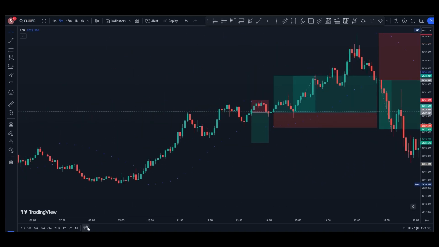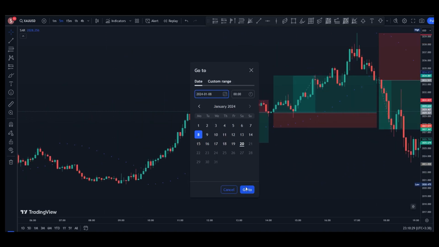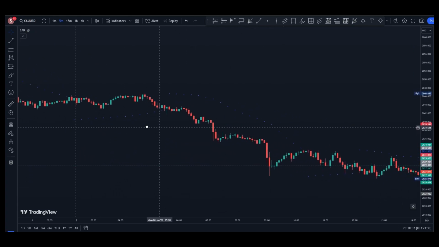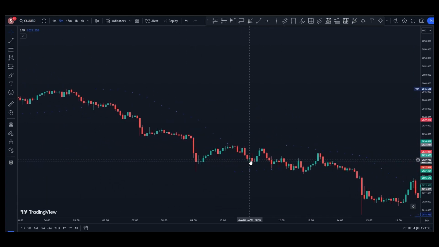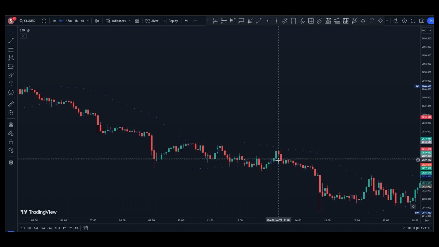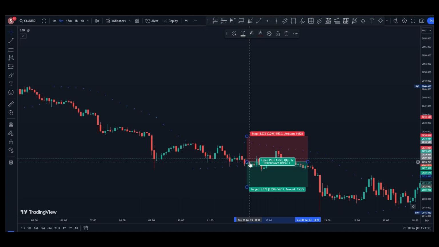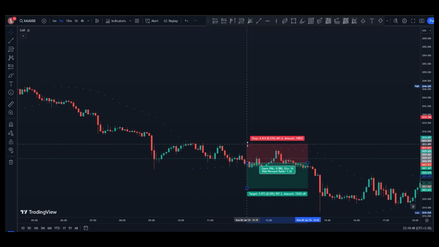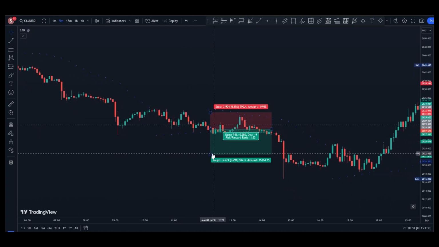Well, let's go a little more back. Well, on the London session, it will hit my, no, it doesn't hit my stop loss. We can enter a trade on this candle here, put my stop loss here. Well, trail my stop loss.